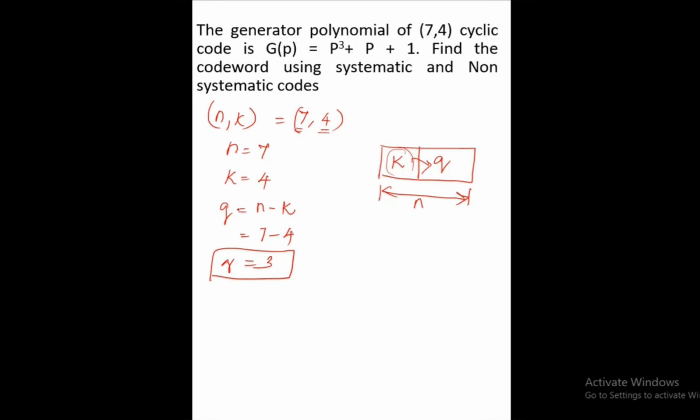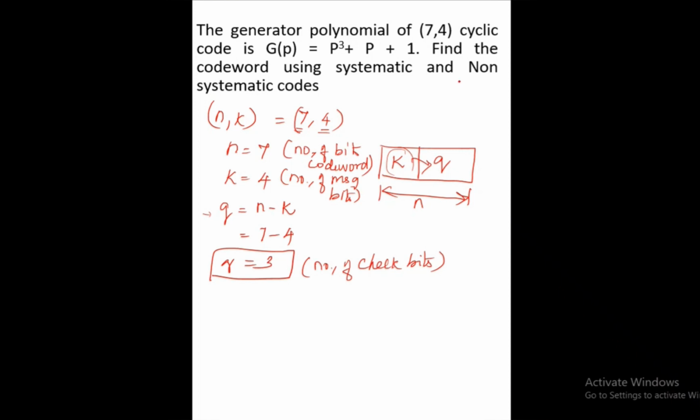This is the concept we studied in linear block code also. So this is the first step. n and k will be given, and from that you have to find q. I will write here: k is the number of message bits, q is the number of check bits, and n is the number of bits available in your code word.